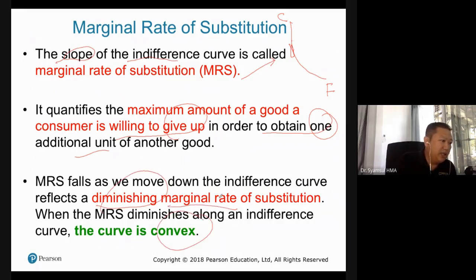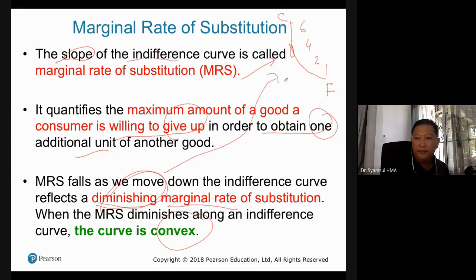So the curve is convex. Diminishing means, as you see in the example just now, 6 and then 4 and then 2 and then 1. So that's why it's called diminishing.